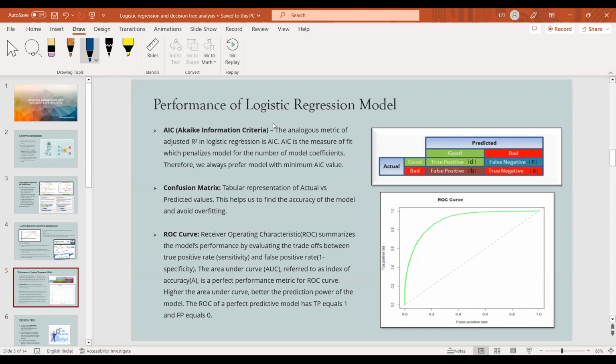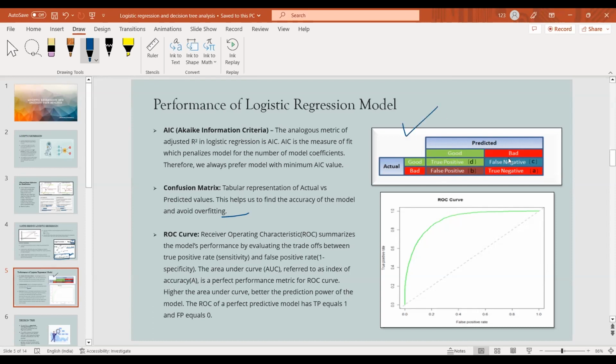In linear regression, I don't know how many of you are from a statistics background, but in statistics there is a concept known as adjusted R square, where R square is basically the minimum of the residual error which we get. Analogous to that in logistic regression is AIC, which is an information criterion, and we prefer a model with a minimum AIC value. Second is a confusion matrix.